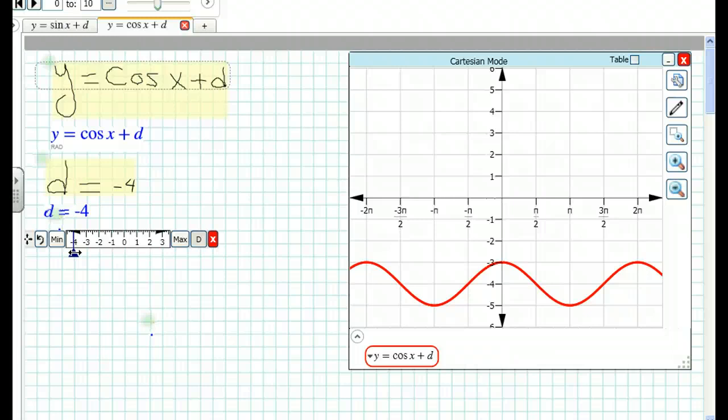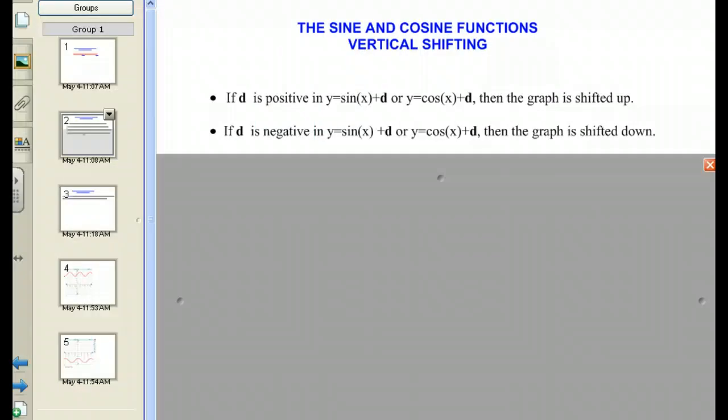So to summarize what we have so far, if we have y equals the sine of x plus d, or cosine of x plus d, and d is positive, the graph is shifted up. If d is negative in y equals the sine of x plus d, or y equals the cosine of x plus d, then the graph is shifted down.